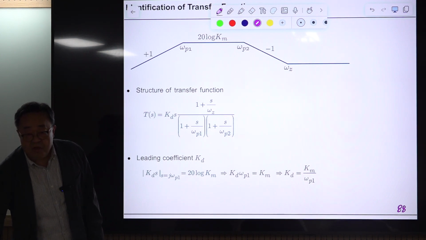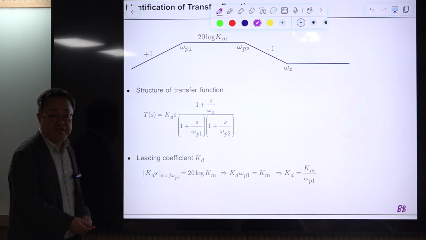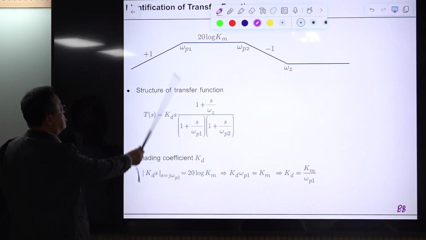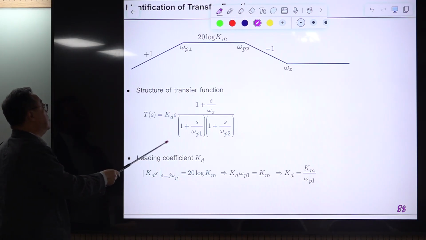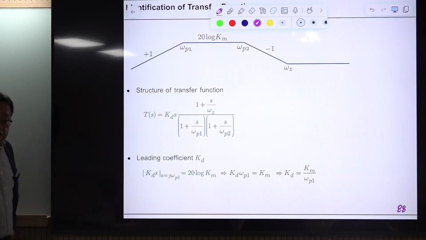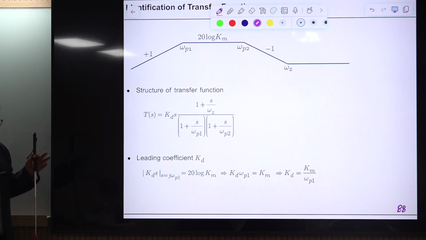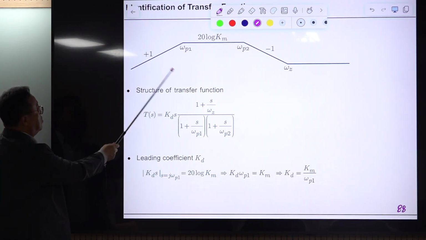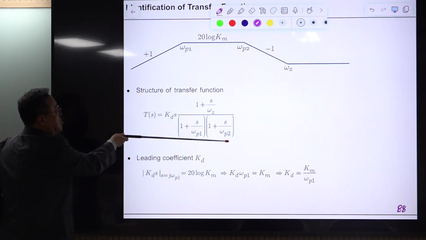The analysis and design approach I'll teach you here is very close to design-oriented analysis. So one important ingredient of that approach is this one: constructing the transfer function for the given asymptotic plot. This is a very simple example. Later on, you will be learning some complicated practical cases of this. Suppose you have this kind of asymptotic plot, then you can immediately write down this equation.